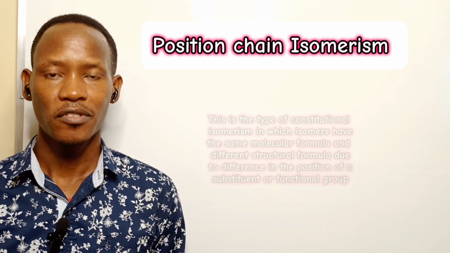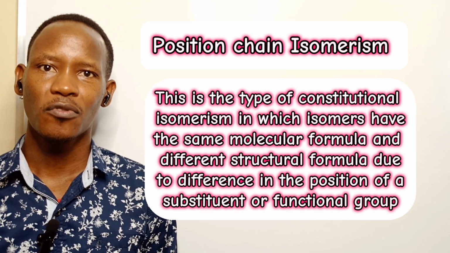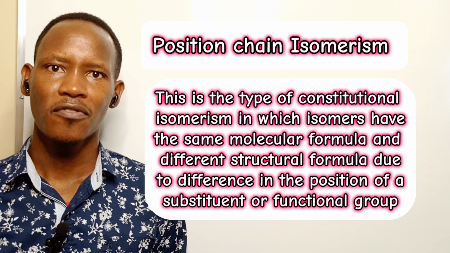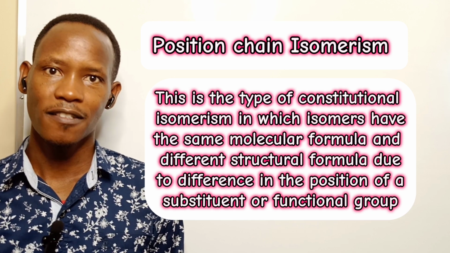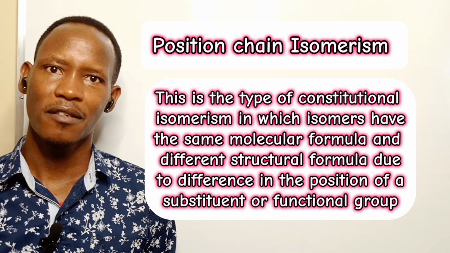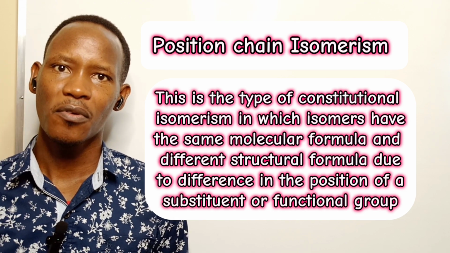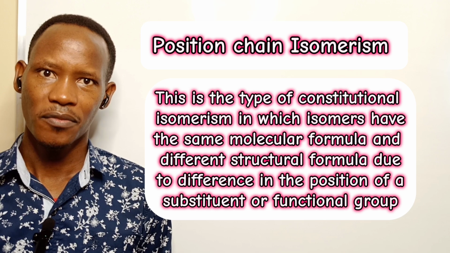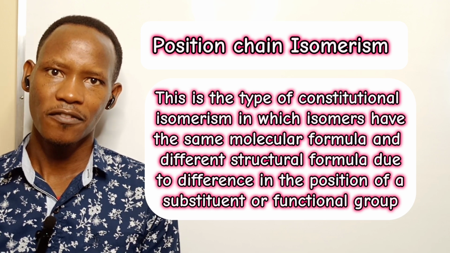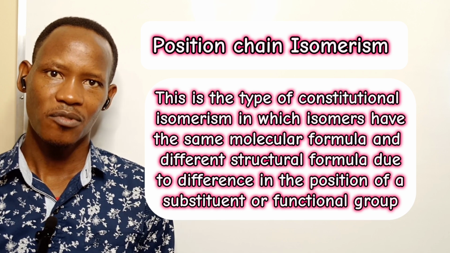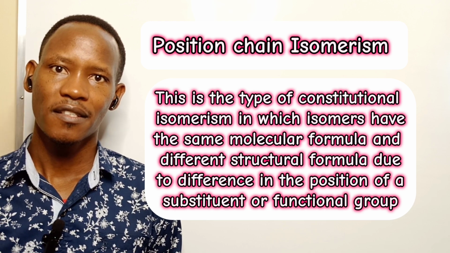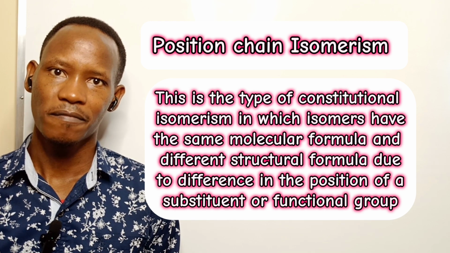By definition, position chain isomerism is the type of constitutional isomerism in which isomers have the same molecular formula but different structure formula due to difference in the position occupied by a functional group or a substituent. So if we have a compound that has different positions of a substituent or a functional group, then this compound is liable to existing as a position chain isomer.